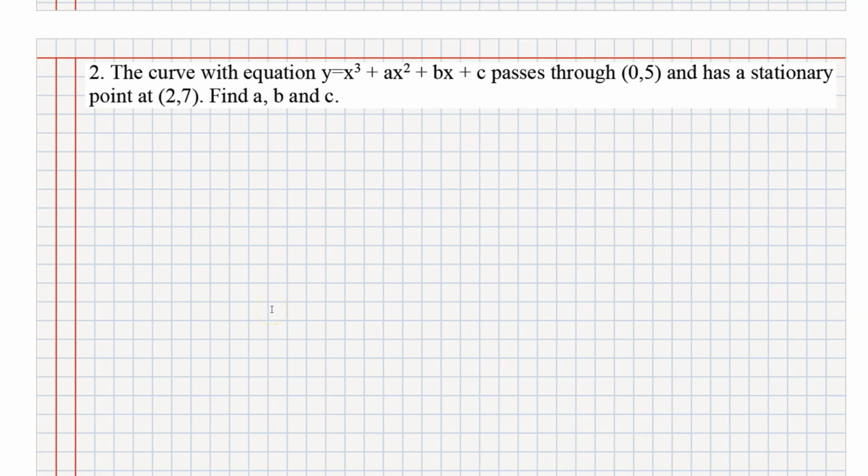In this video, we're going to use our understanding of stationary points to find the unknowns in a polynomial equation. So looking at this one, we've got the curve with the equation y equals x cubed plus ax squared plus bx plus c passes through (0, 5) and has a stationary point at (2, 7). Find a, b, and c.